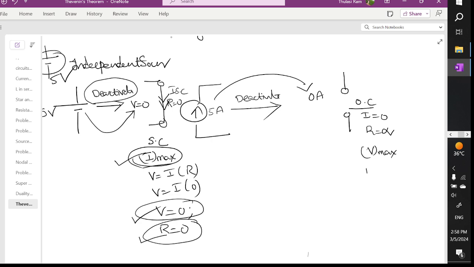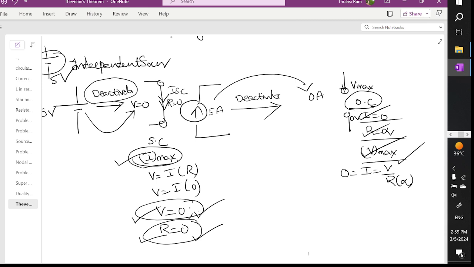So you can understand here that current I is equal to V by R. Here the current has to become 0. When will the current be 0? When the resistance is infinity. So in an open circuit condition, current is 0, resistance is infinity, and voltage is maximum. Here at one end you have the positive terminal at V maximum, and 0 volts at the other. These are the two conditions to be fulfilled. In open circuit, current is 0, resistance is infinity, and voltage is maximum. In the case of short circuit, resistance is 0, voltage is 0, and current is maximum.